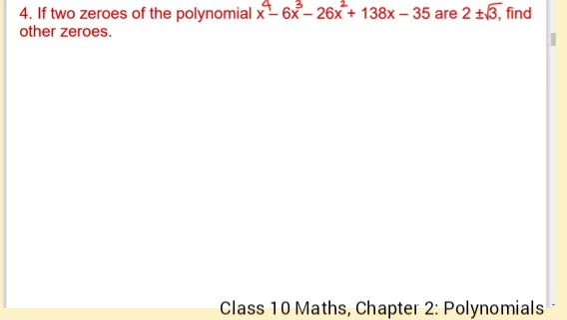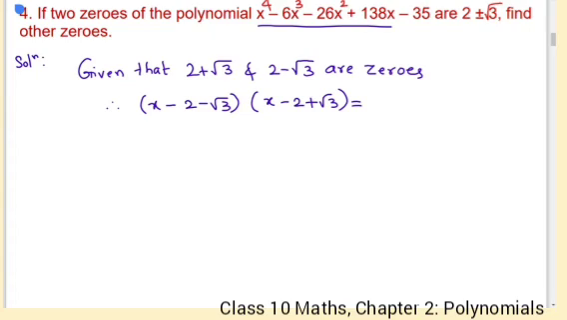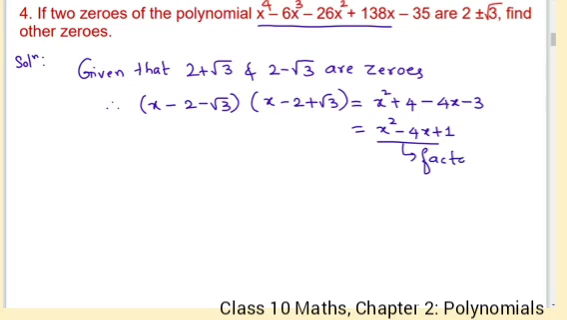Question number 4. If two zeros of the polynomial p of x are 2 plus or minus root 3, find other zeros. So given that 2 plus root 3 and 2 minus root 3 are zeros of the polynomial, therefore x minus 2 minus root 3 into x minus 2 plus root 3 is equal to x square plus 4 minus 4x minus 3, which is equal to x square minus 4x plus 1. So it is a factor of the polynomial.